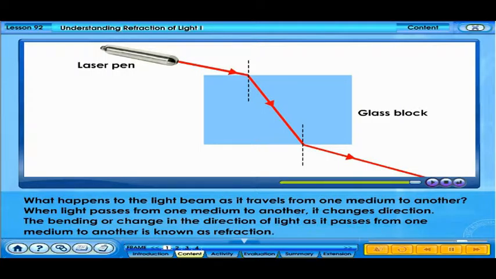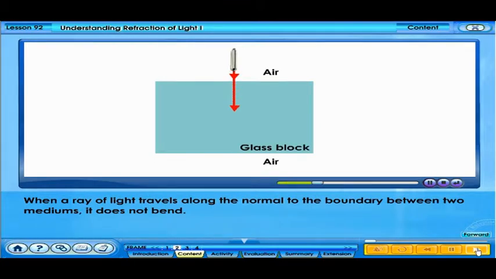The bending or change in the direction of light as it passes from one medium to another is known as refraction. When a ray of light travels along the normal to the boundary between two mediums, it does not bend.